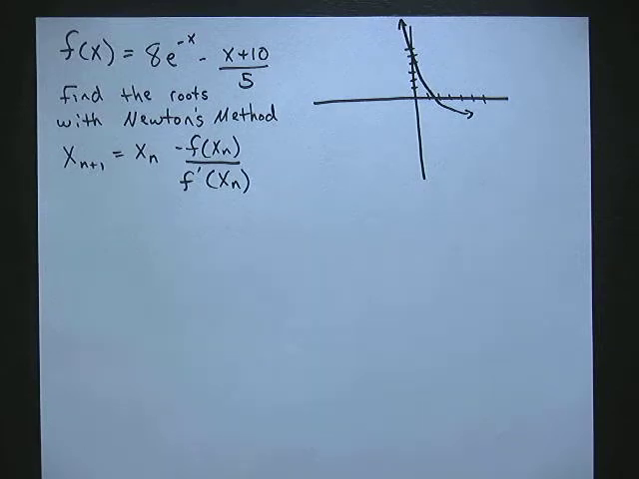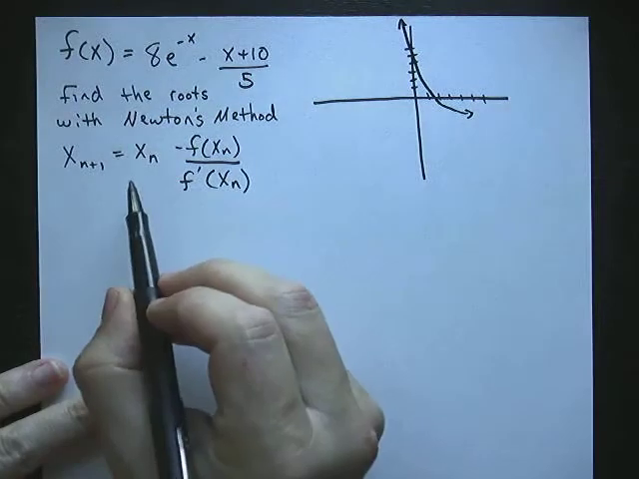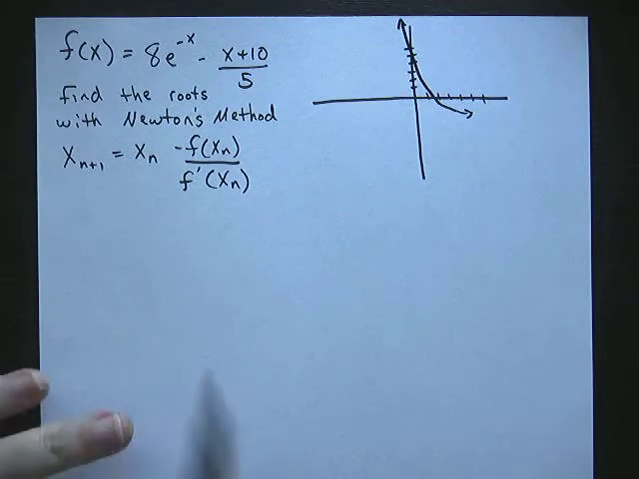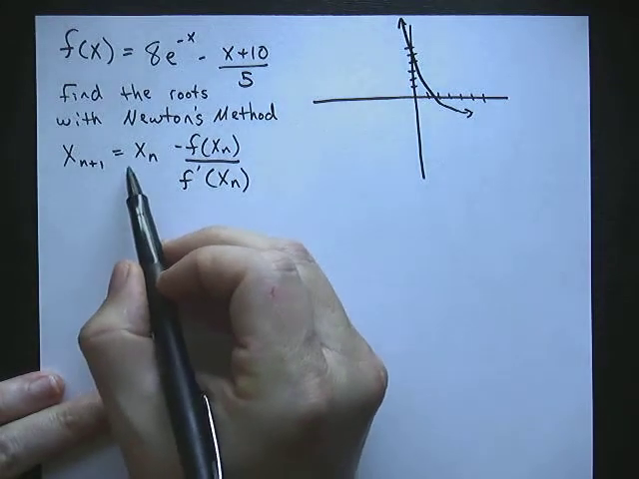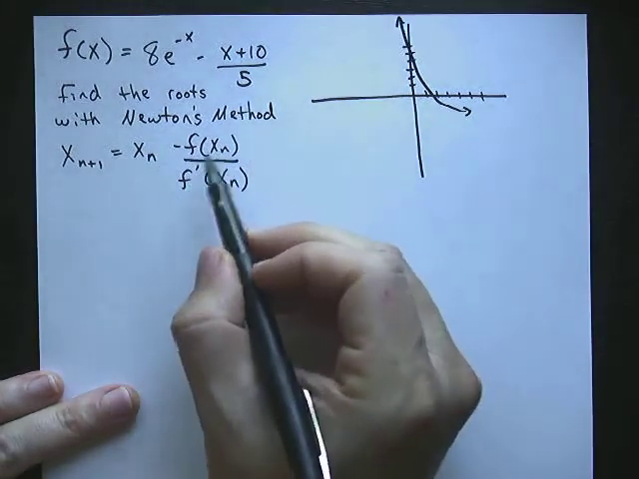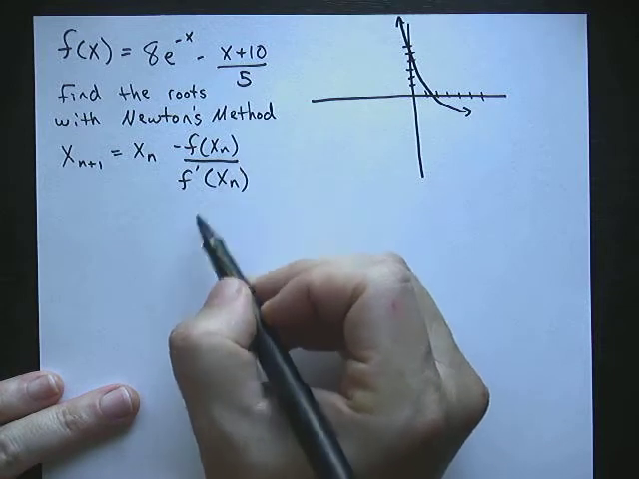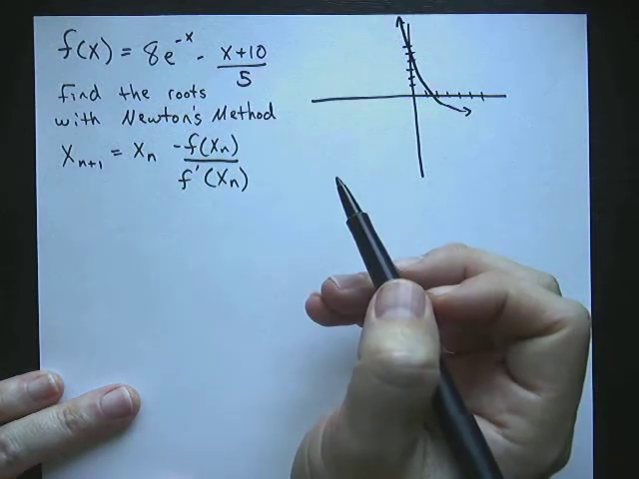In this problem, we're given the function f of x is equal to 8e to the negative x minus (x plus 10) over 5. We're asked to find the roots with Newton's method, and I've written out the formula for Newton's method here. x sub n plus 1 equals x sub n minus f of x sub n divided by f prime of x sub n.